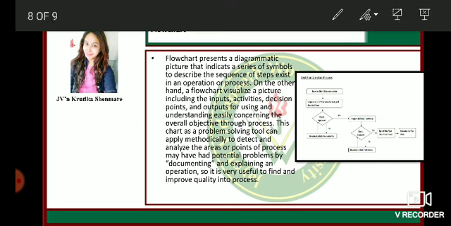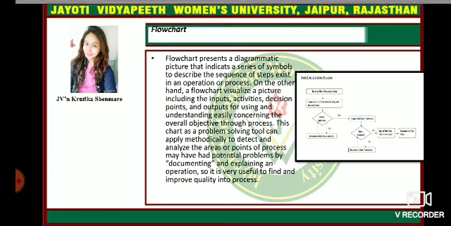Flowchart. A flowchart represents a diagrammatic picture that uses a series of symbols to describe the sequence of steps existing in an operation or a process. On the other hand, a flowchart visualizes a picture including the input activities, decision points, and outputs for understanding easily the overall objectives of the process. This chart, as a problem solving tool, can be applied methodologically to detect and analyze the areas or points of a process that may have a potential problem by documenting and explaining the process. So it is very useful to find out and improve quality in the process.